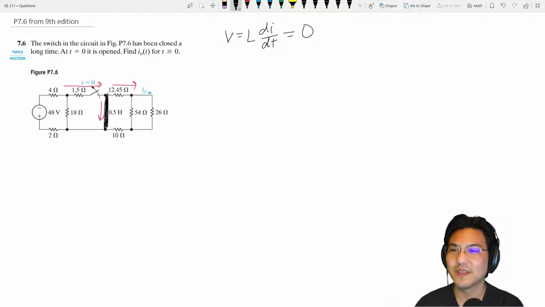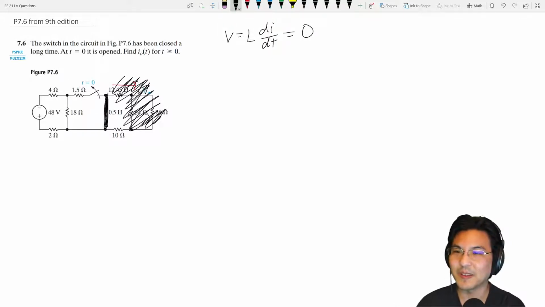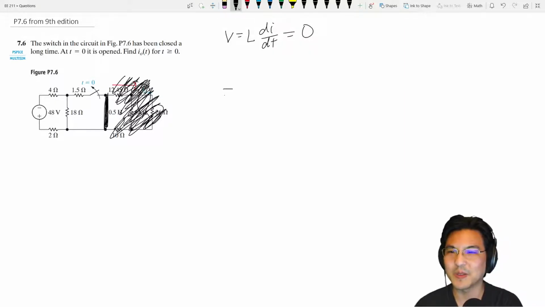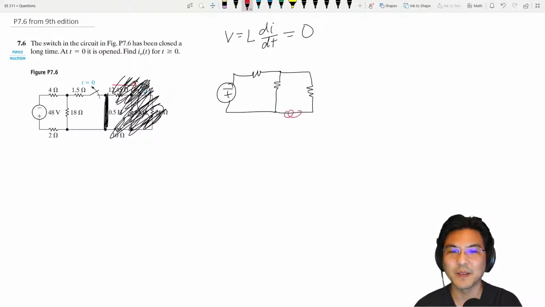Which means if you just take a look at this node, see this current? All of it goes here, and none of it goes here, right? So there's no current over here at all. Right, so the circuit basically looks like this, if I just cross all this out. Okay, so let me just draw that. And then, right, just a wire. How about I move this over here? And I mean, the inductor is here, behaving like a wire.